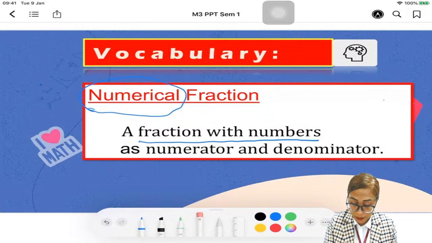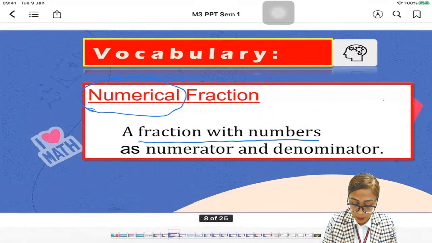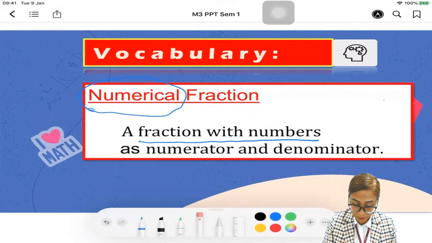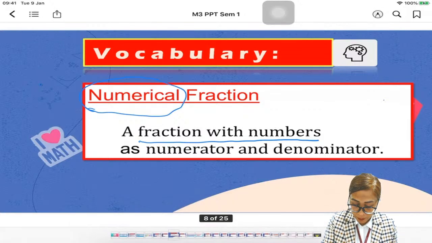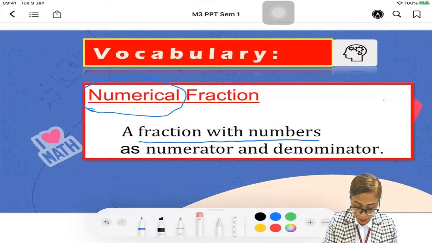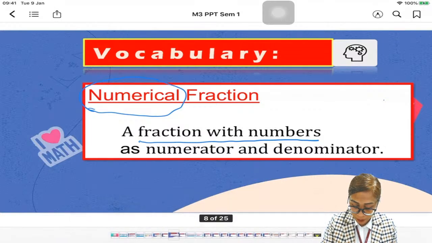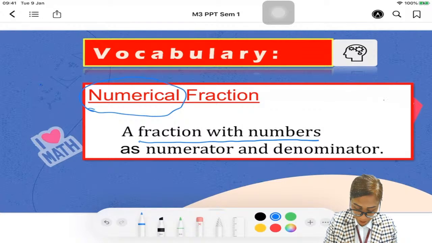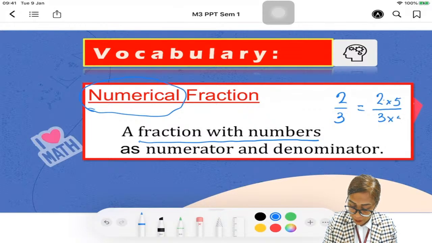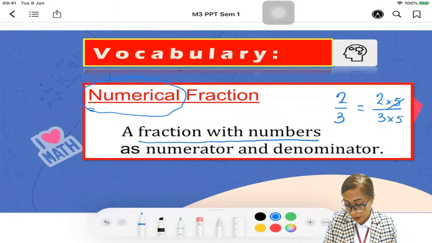Numerical fraction, an example is 2/3. Let me have the pen, which is this one. 2/3 is a numerical fraction which is also equal to 2/3, for example, times 5 over 3 times 5, and you can just cut 5 and 5.